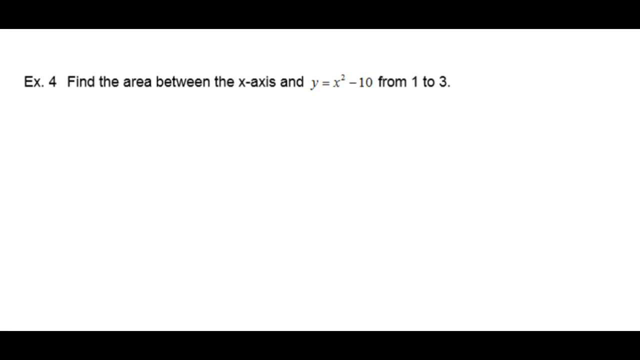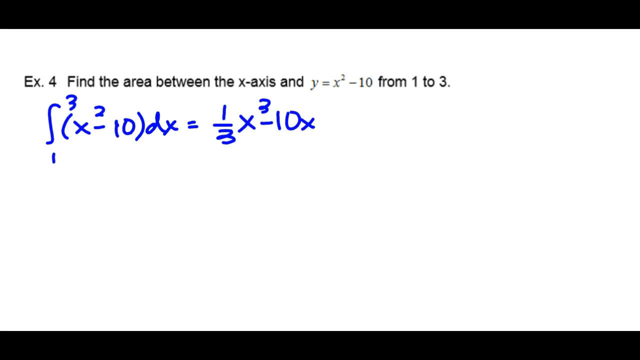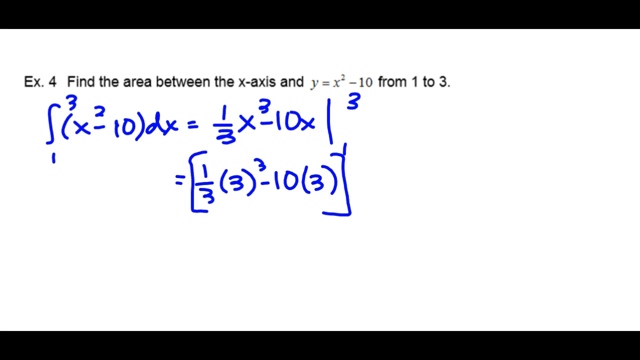Area between the x-axis and y equals x squared minus 10, well, that's what we've been doing all along. I'm going from 1 to 3, so x squared minus 10 dx. We just need to make sure we know how to set it up. Go ahead and take the antiderivative, 1/3 x cubed minus 10x, and we're going from 1 to 3. So go ahead and plug in 3. So I have 1/3 multiplied by 3 to the third minus 10 times 3. And then plug in 1, minus 1/3 1 to the third minus 10 times 1.